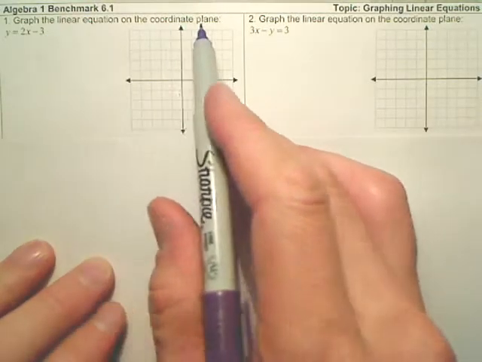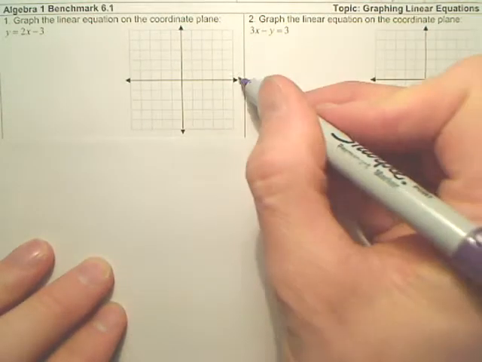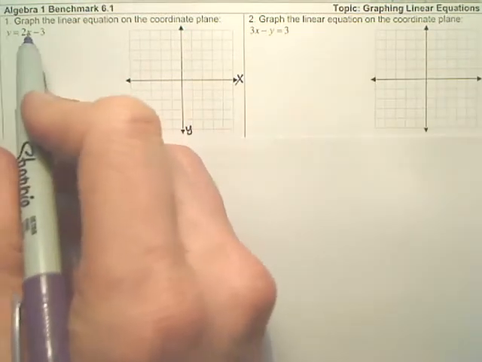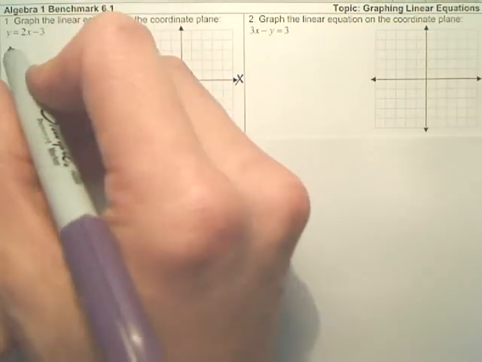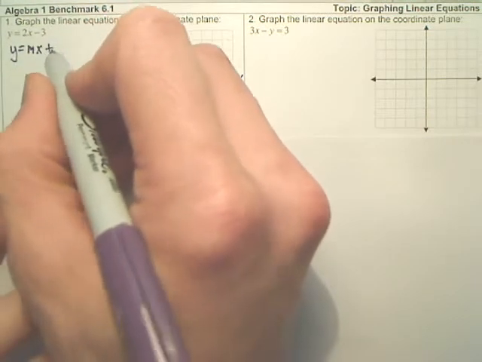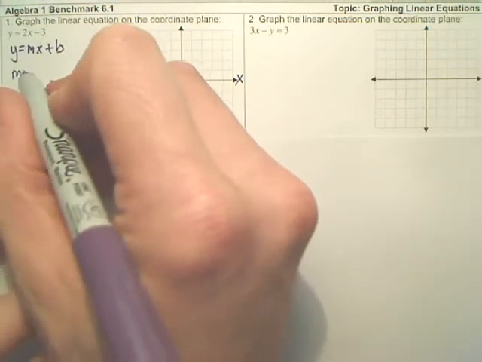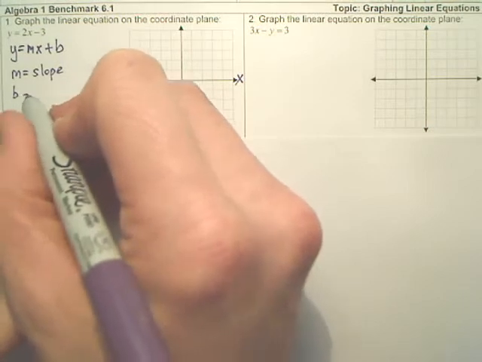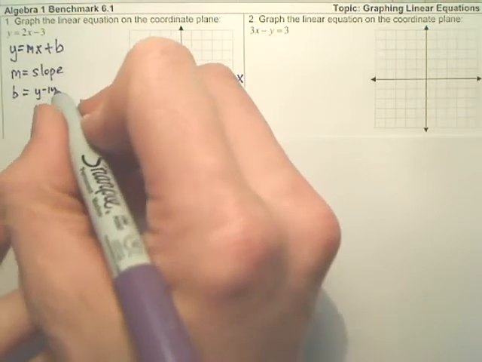Graph the linear equation on the coordinate plane. Remember, this is your x, this is your y. This is my equation in slope-intercept form. You should know y equals mx plus b. M is your slope. B is your y-intercept.